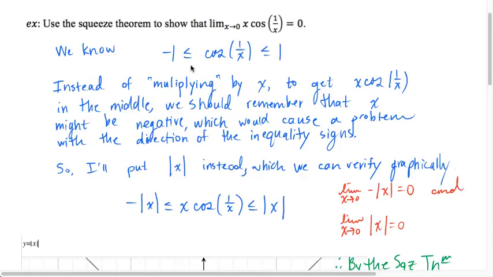In the middle, we can go ahead and multiply by straight x right here, but I want to make sure that on the left side of that, I keep it positive. So I'm going to put absolute value bars around the x. So we have the negative of the absolute value of x is less than or equal to x times cosine of 1 over x, which is always less than or equal to the absolute value of x.